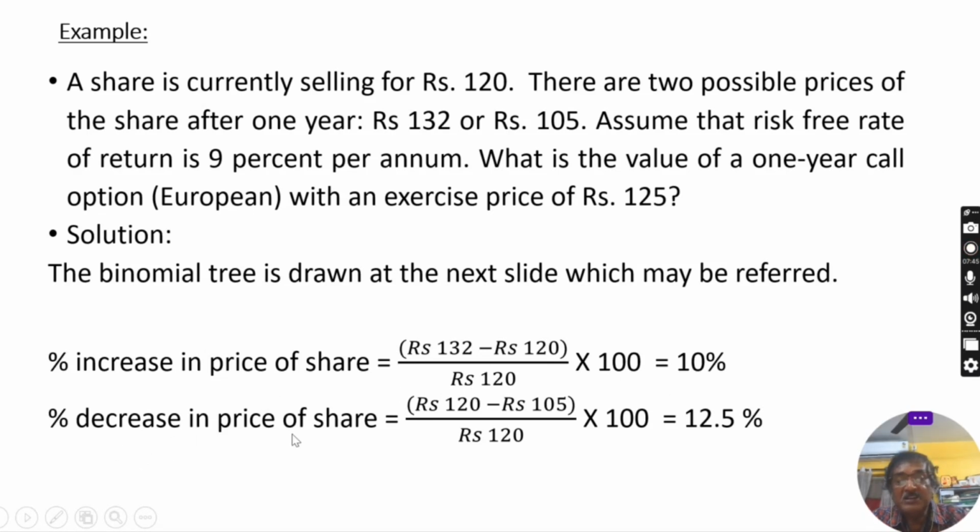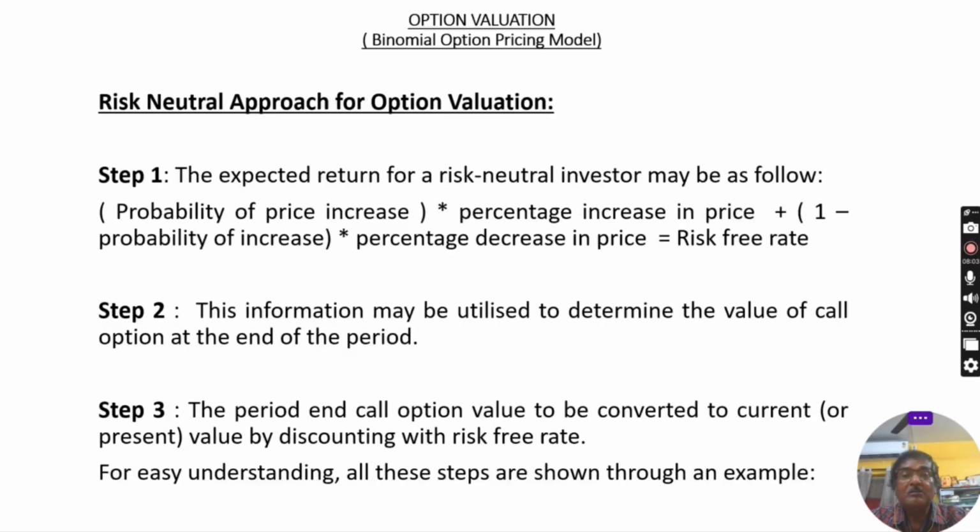Similarly, the percentage decrease in price: initial price is this, final price is this, divided by the initial investment, the decrease will be 12.5%. You can check it. Now, how will we solve the problem? Now I am coming to the steps. This is the first step.